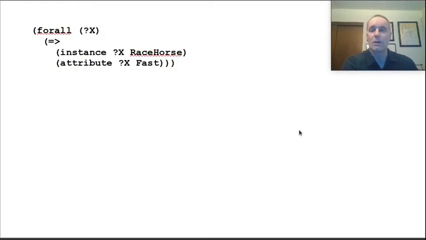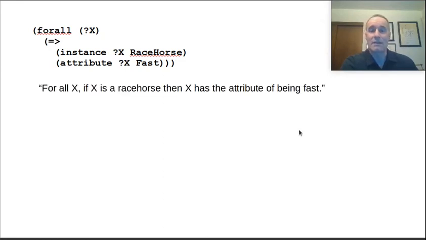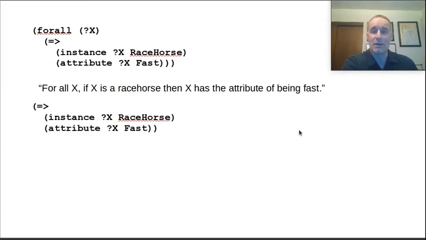Here's a more concrete example, and hopefully this is a little easier to understand, especially for people that are scared off by equations, including myself. I much prefer concrete, real-world examples. They're much easier for me to get my head around. So here's one that says: for all x, if x is a racehorse, then x has the attribute of being fast.